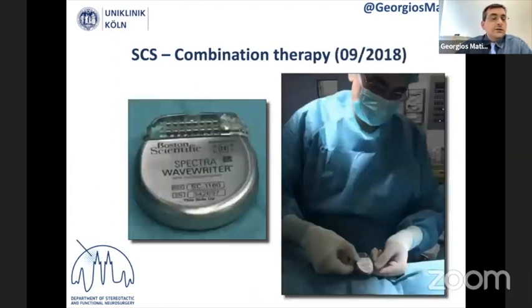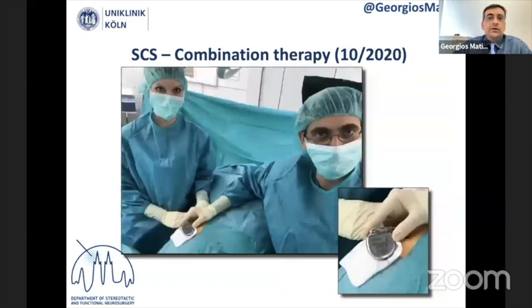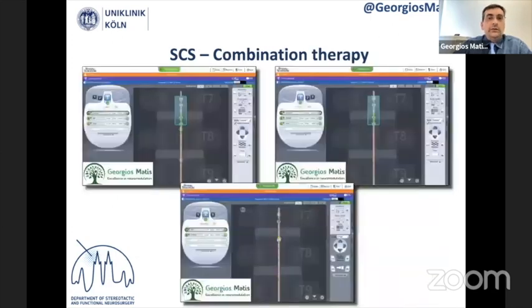And this was the first neurostimulator that was implanted in Europe with the ability to offer this combination therapy. It was implanted in my hospital. Two years later, the MRI compatible version of the same neurostimulator, also in the University Hospital of Cologne, because it's important to offer to our patients a system that can provide different types of stimulation, but at the same time, the system should be also MRI compatible.